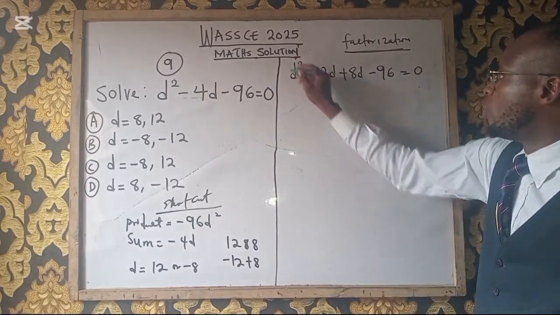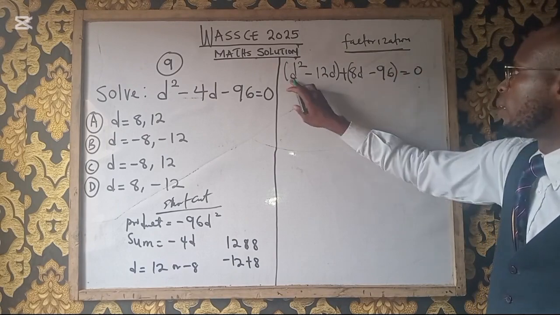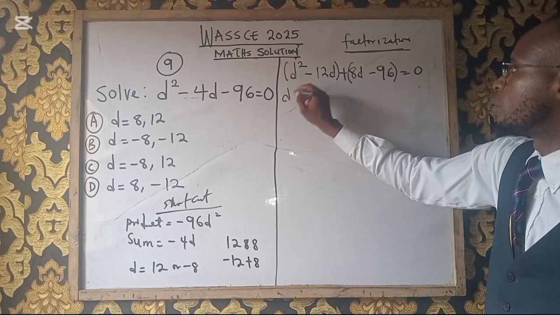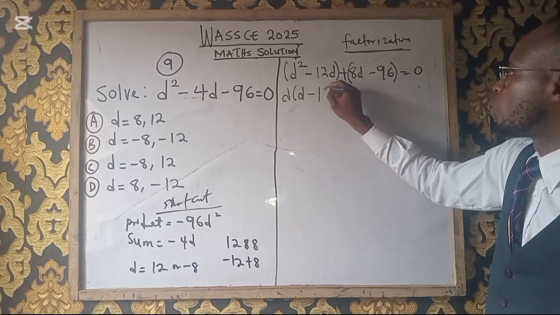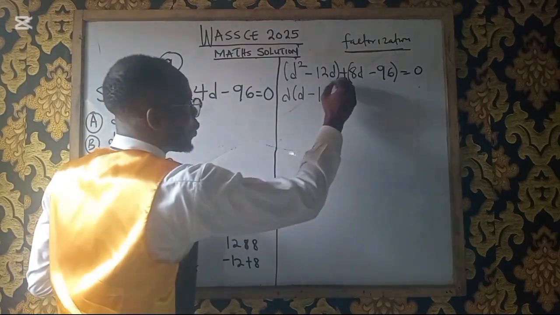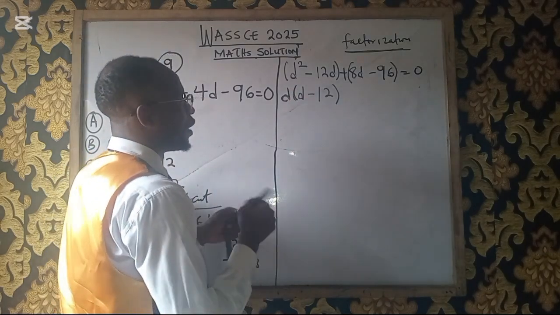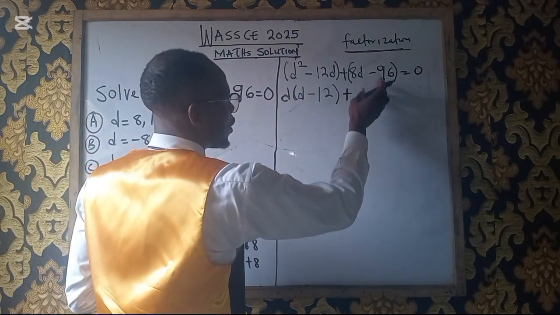So you pair them, put them into two brackets like this. You pair this. The common factor here is d. You bring it out. Then you have d minus what? 12. Okay? We have d minus 12, which is what we have here. D bracket d minus 12.